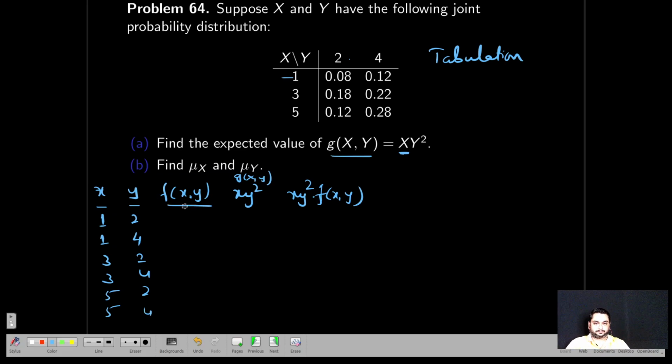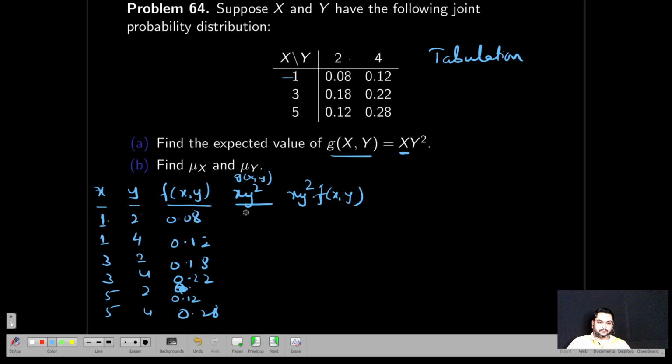1, 2 is 0.08. Quickly you can write 1, 4 is 0.12. Now 0.18, 0.22. Then 5, 2 is 0.12. Then 5, 4 is 0.28. Okay. Now calculate x y square.